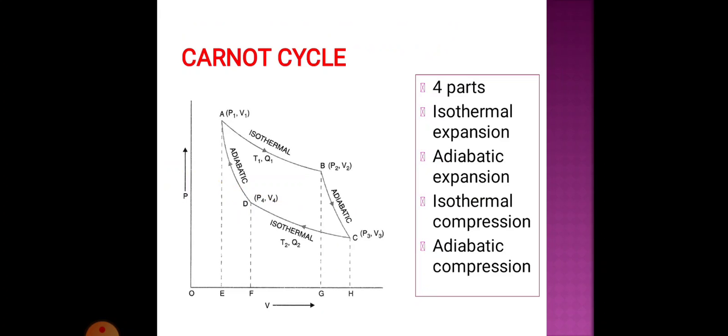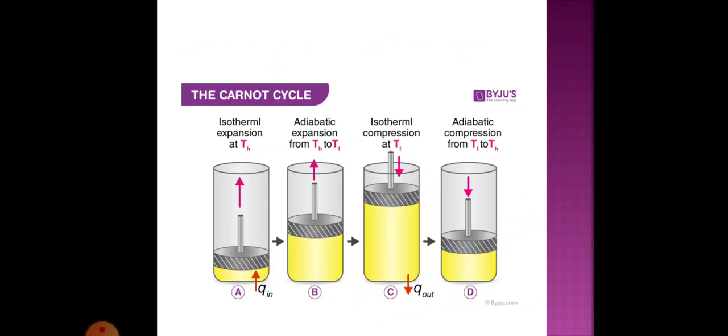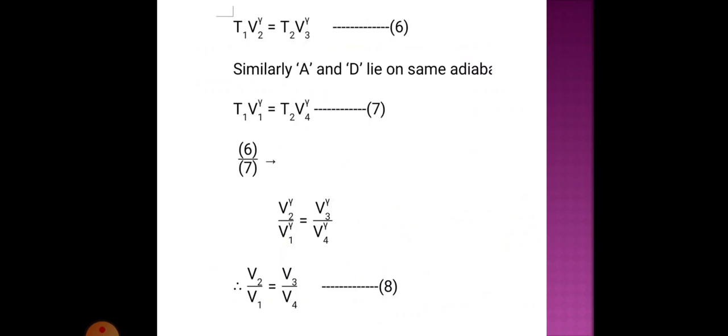Since B and C are on the same adiabatic, we can relate the thermodynamic coordinates using the equation for an adiabatic process. So at B the state is P2, V2, T1, and at C the state is P3, V3, T2. Therefore we can write T1 V2 raised to gamma minus 1 equal to T2 V3 raised to gamma minus 1.